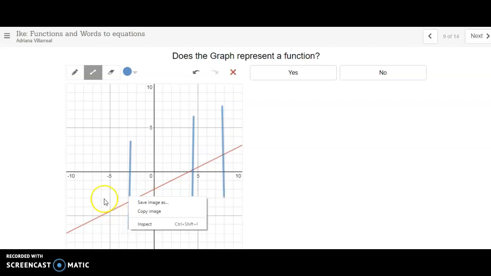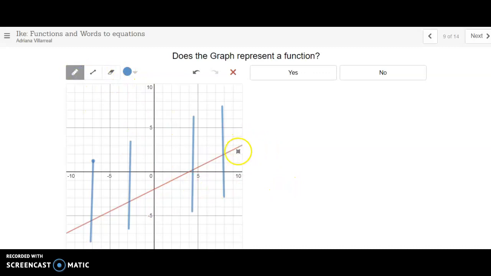Okay, when we draw more than one, we want to count how many times my red line that's already on there touches the vertical lines that I drew, right? So we look at each line separately. On this line, my red line only touches one time. Okay, move to my next one. This one only touches one time. This one only touches or meets once. Same thing here. So no matter where I drew that vertical line, it passed the vertical line test, right?